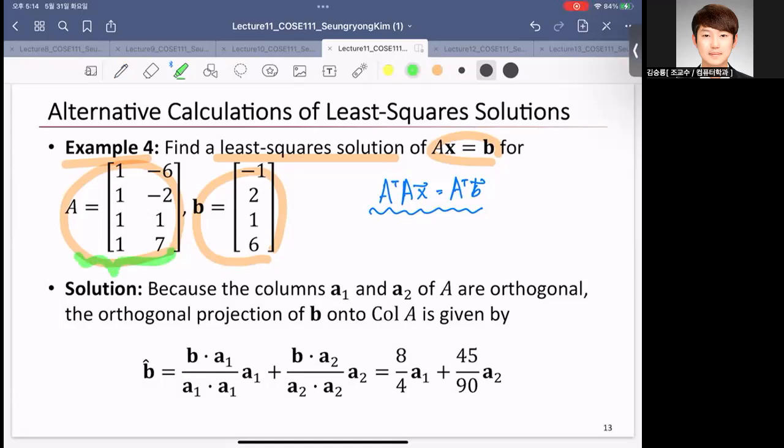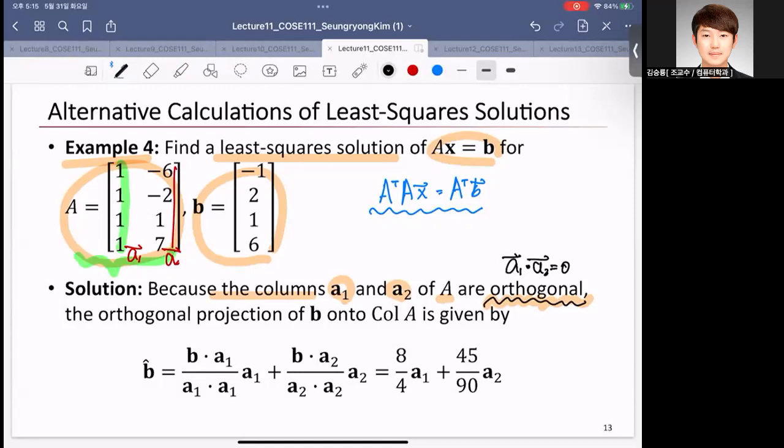In other words, okay, when you see the columns of matrix A, let's say the first column is A1 and the second column is A2, then the columns A1 and A2 of matrix A are orthogonal. 그렇죠? This is a special form. How can you know that? By computing the inner product between A1 and A2, which is going to be 0. So we already know A1 and A2 are orthogonal, right?